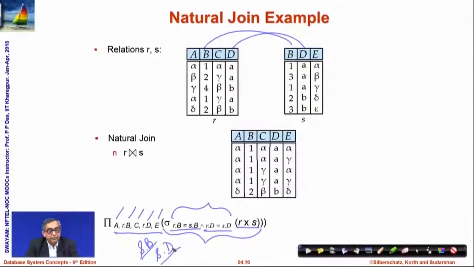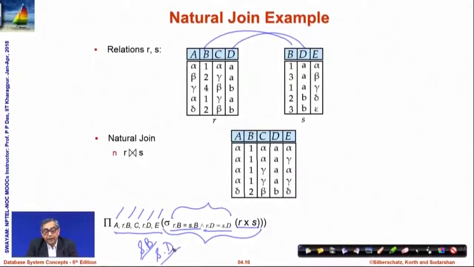You do not project them. So, after you have done this projection, you get the final result of the natural join, which has a union of all the attributes that the two relations had, A B C D and B D E, union is A B C D E, and you have all those records whose values matched on the common attributes between relation R and relation S.